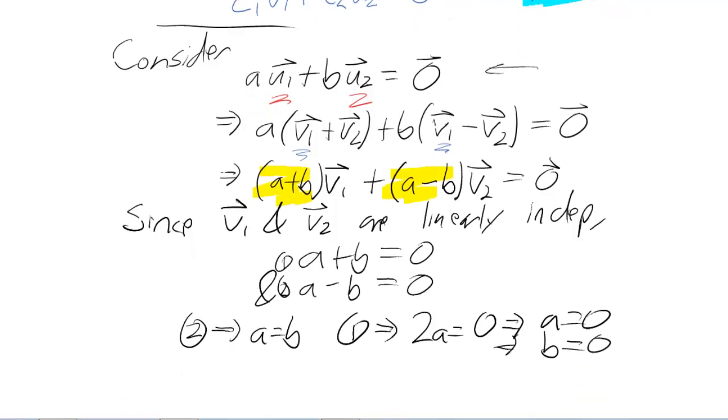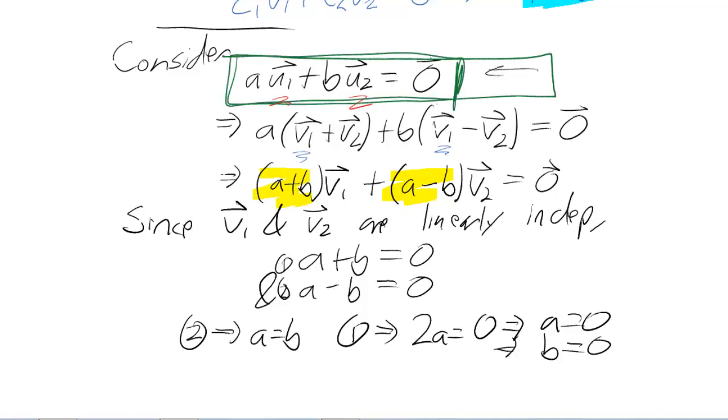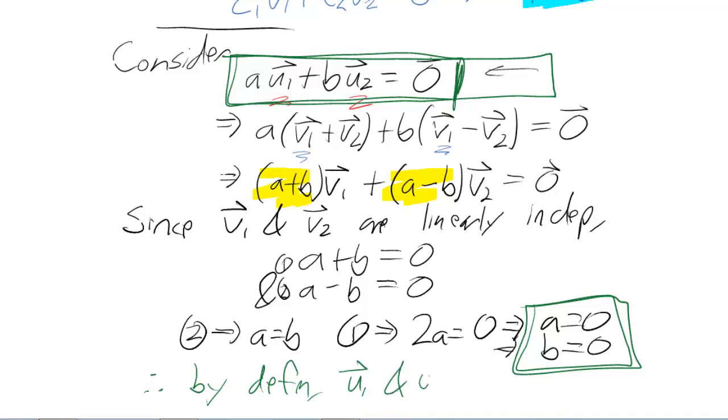So what have we done? We have looked at the equation that decides whether things are linearly independent or not. A constant u1 bar plus a constant u2 bar equal to 0 bar, and we've shown that the only solution is the trivial solution. Therefore, by definition, u1 bar and u2 bar are linearly independent.